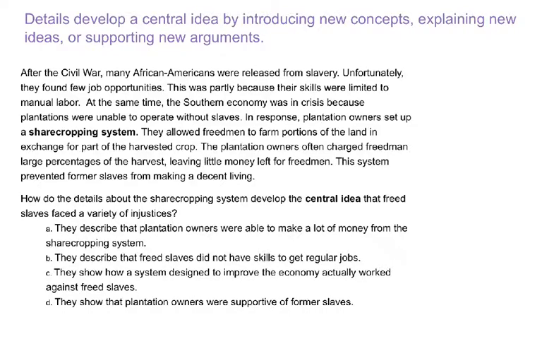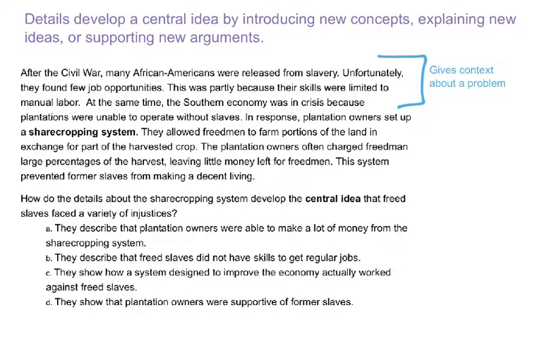After the Civil War, many Americans were released from slavery. Unfortunately, they found few job opportunities. This was partly because their skills were limited to manual labor. At the same time, the Southern economy was in crisis because plantations were unable to operate without slaves. This part of the text is giving me context about the problem. What was America like in the South after the Civil War?